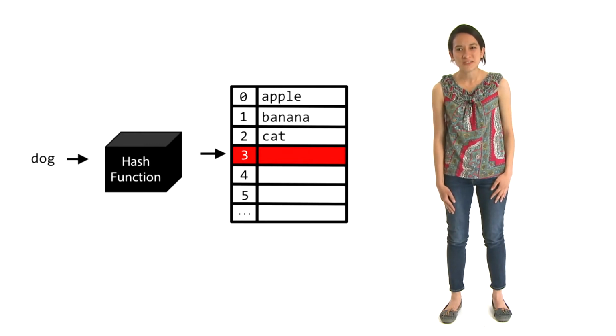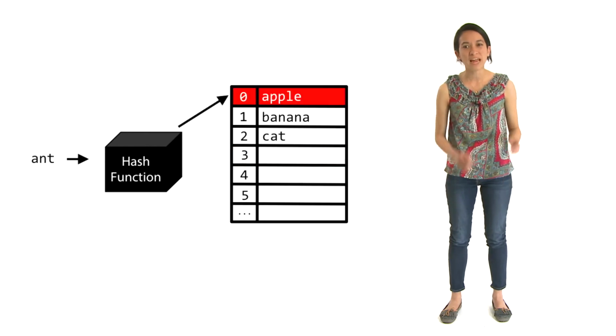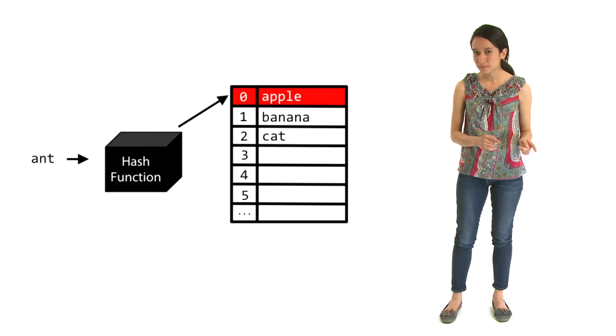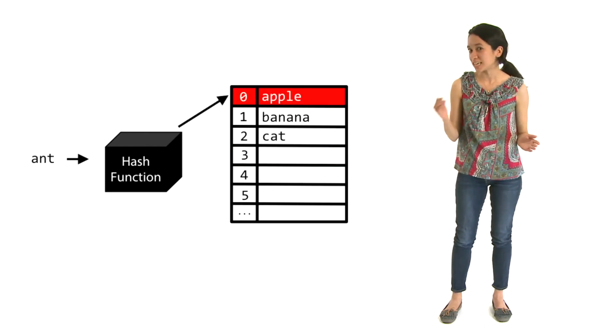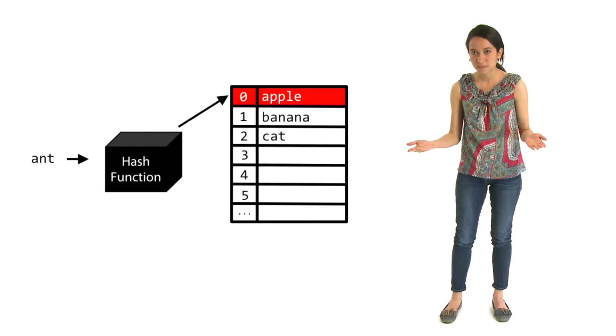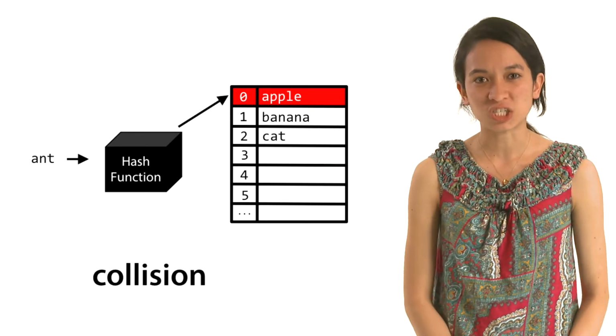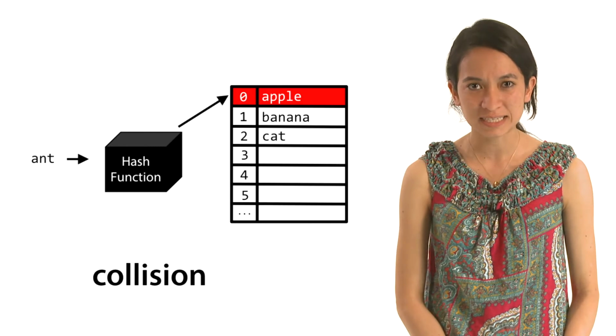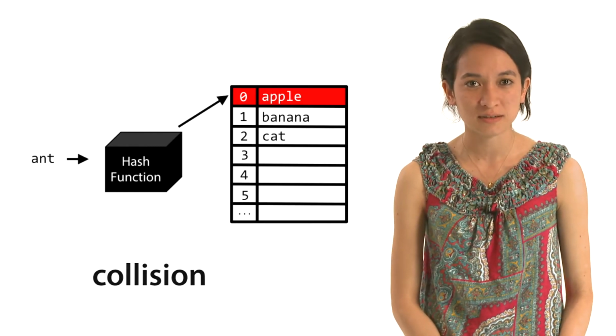Time to throw a wrench into things. What if we want to store ant into the table as well? Ant hashes to index 0, just as Apple did. This is an example of a collision, the result of two keys hashing to the same index.